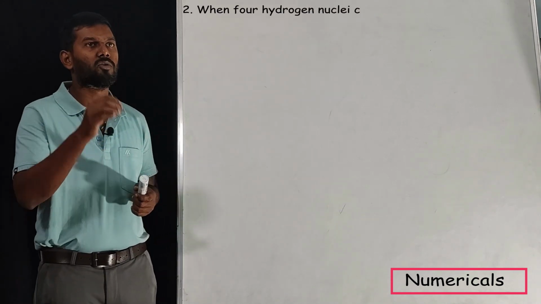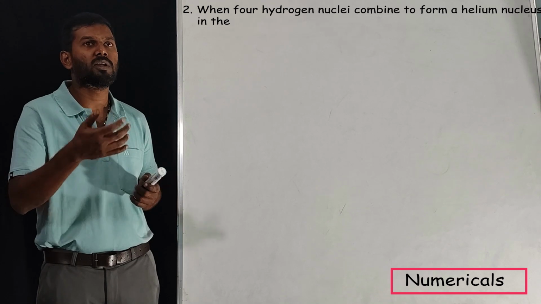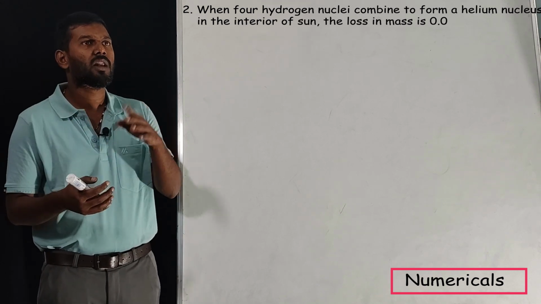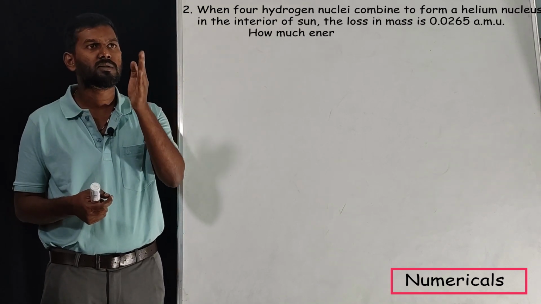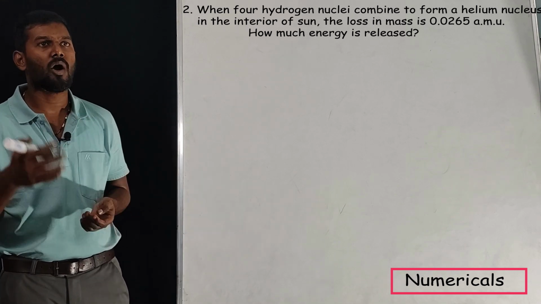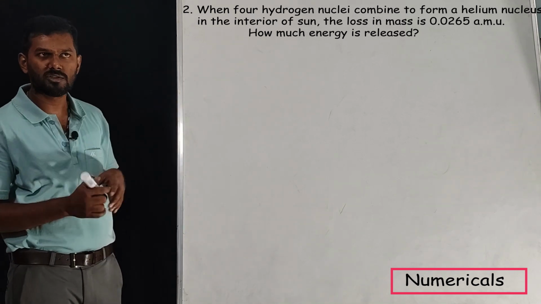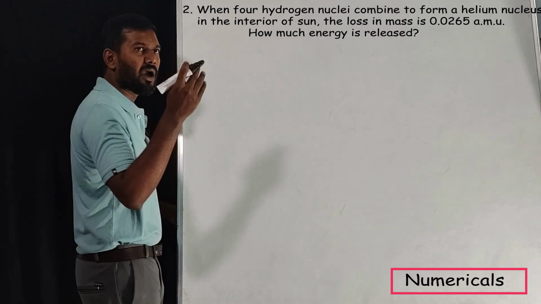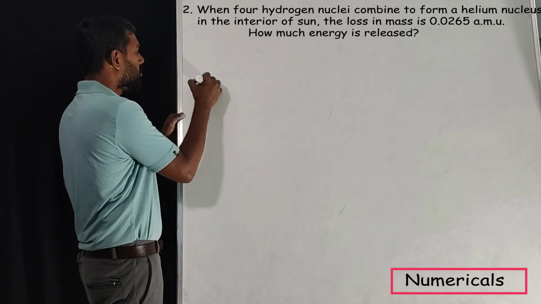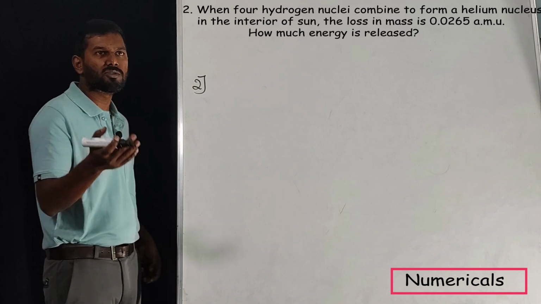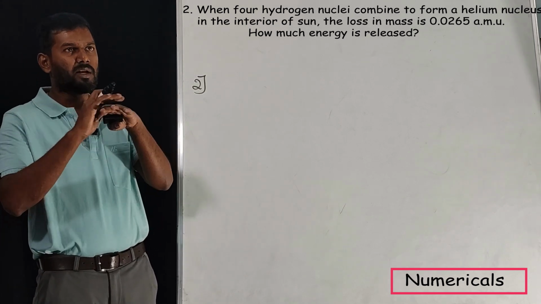When 4 hydrogen nuclei combine to form a helium nucleus in the interior of the sun, the loss of mass is 0.0265 AMU. How much energy is released? A similar question we have done in the first question, right? The same thing, here they have given in a different sentence. So question number 2, whatever hydrogen they have used to form helium, that is done.